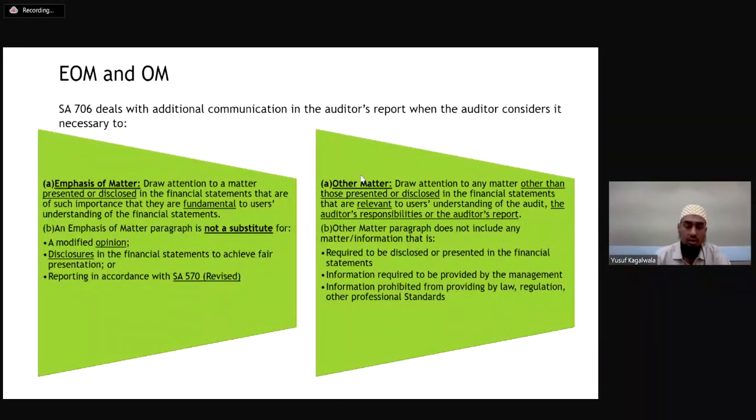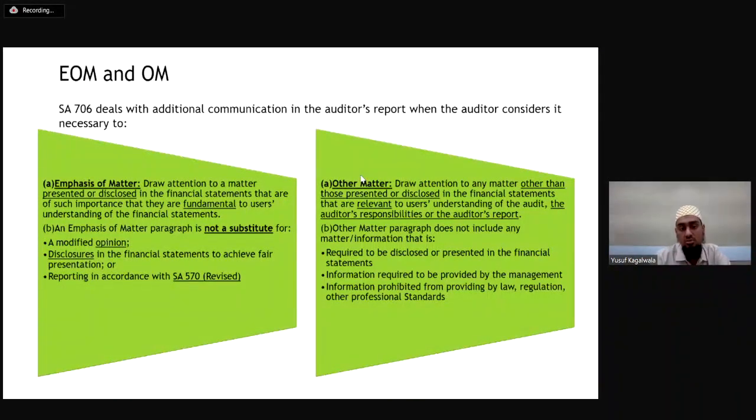Fundamental can be said to be that which is already an important tool for the financial statements and disclosed in the financial statements, because if it was not fundamental, it would not have been disclosed in the financial statements, right? So it is already present in the financial statements, and we are bringing out something important at that point to the users of the financial statements.